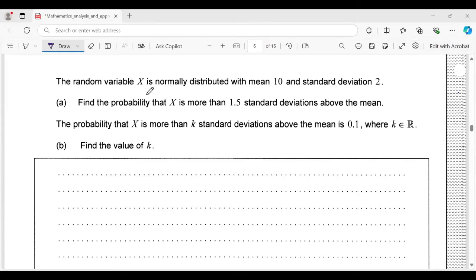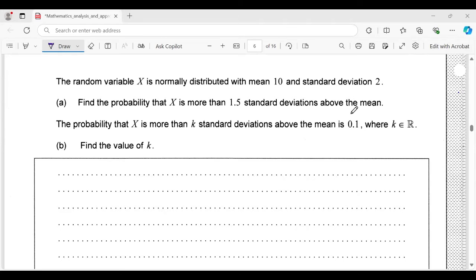The random variable x is normally distributed with mean 10 and standard deviation 2. Find the probability that x is more than 1.5 standard deviations above the mean.